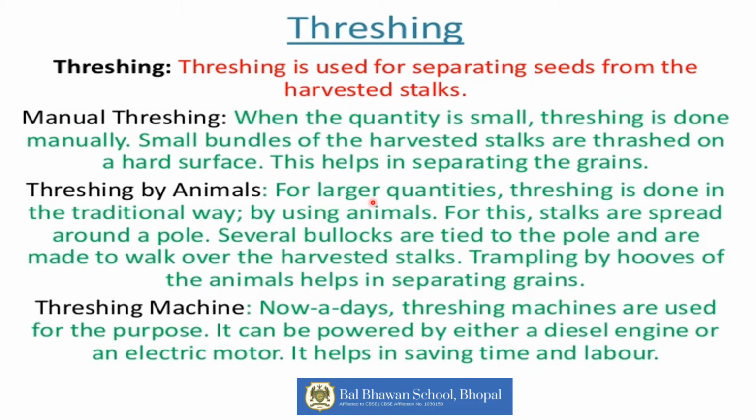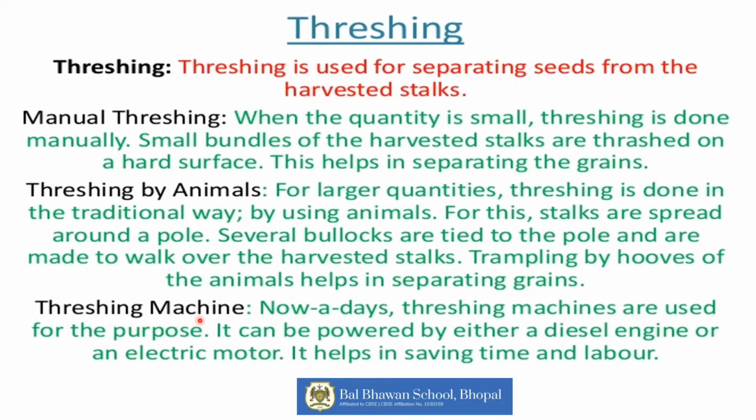This is used when the quantity of mixture is in a huge amount. Then it is done by the traditional ways, that is by using animals. For this method, first of all, the stalks are spread around a pole, and then several bullocks are tied to the pole, and when these bullocks move on this stalk, then the trampling by their hooves helps in separating grains.